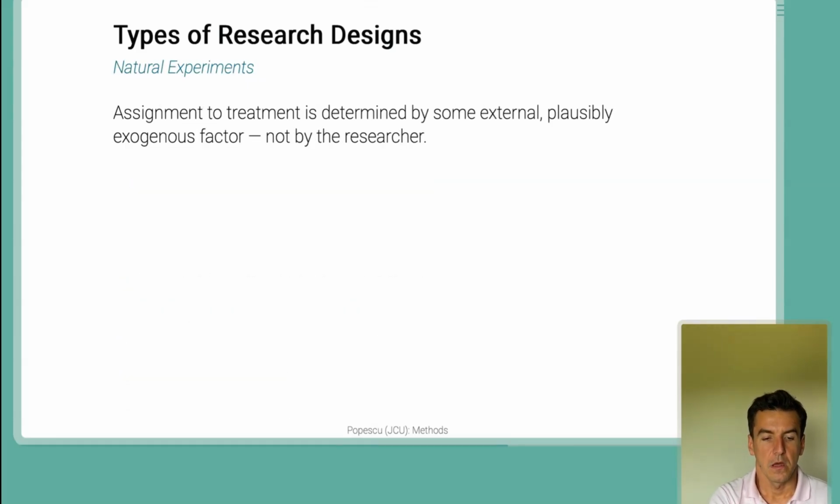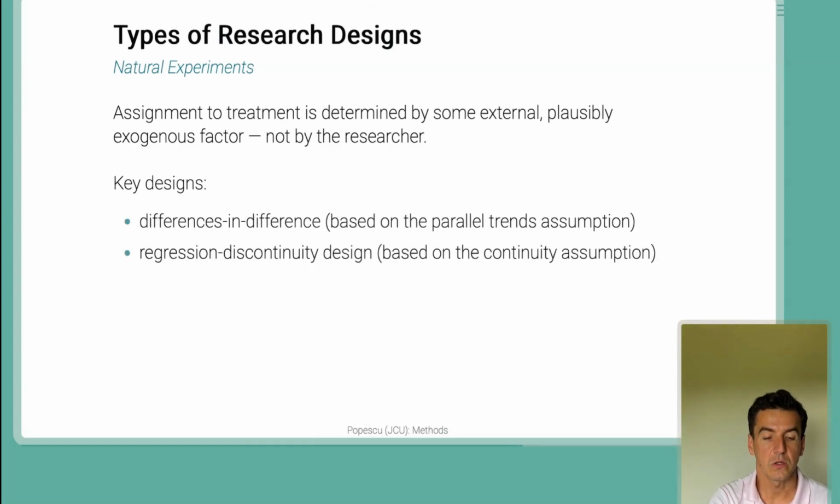Okay, moving on to natural experiments. So this is very similar to randomization or to an experiment. But what makes natural experiments different is the fact that the assignment to treatment is determined by some external, exogenous factor, meaning some factor that's outside of the control of the researcher, right? So here the most important or the most relevant designs are differences in differences and regression discontinuity design.